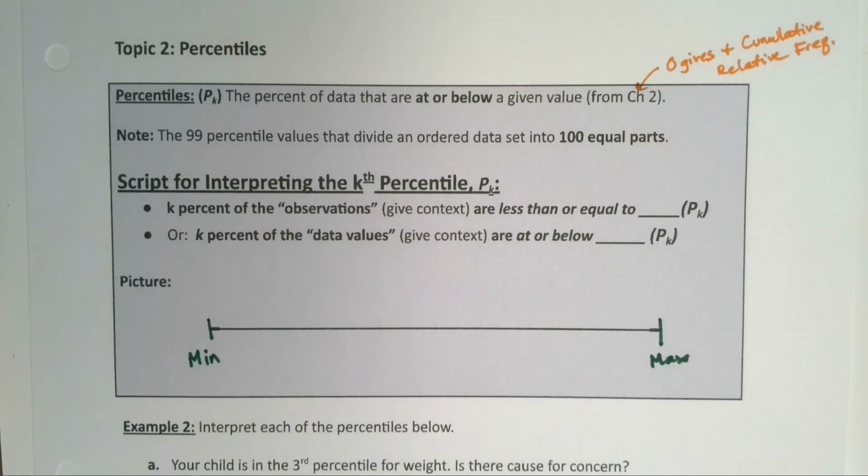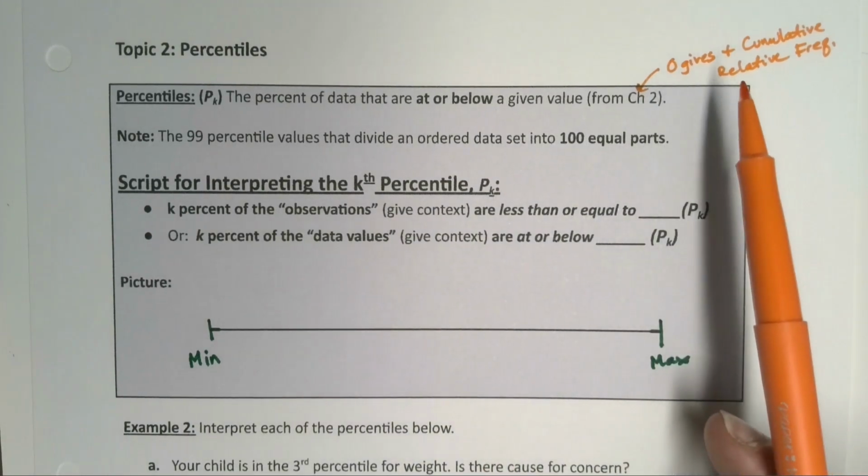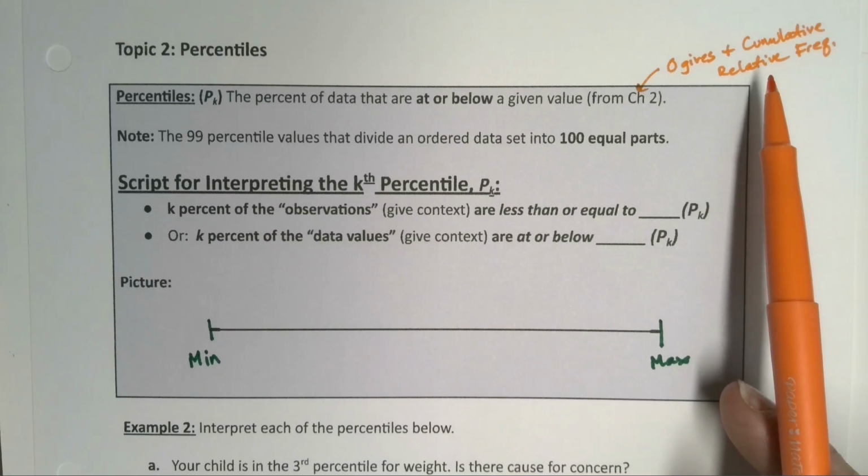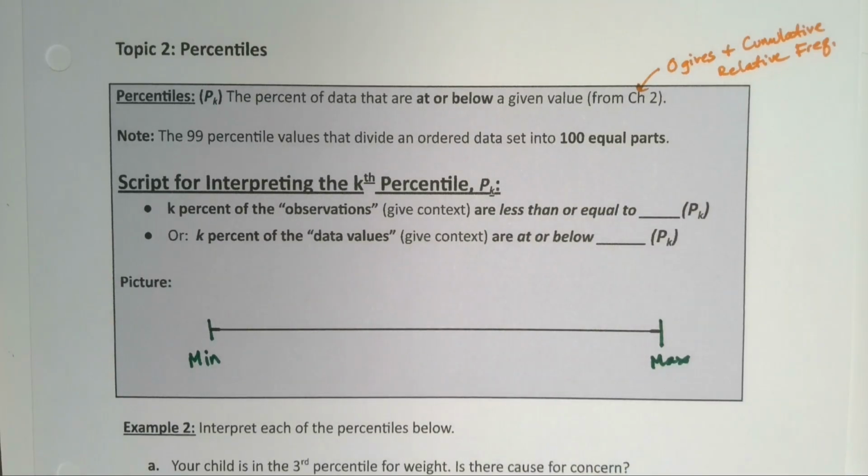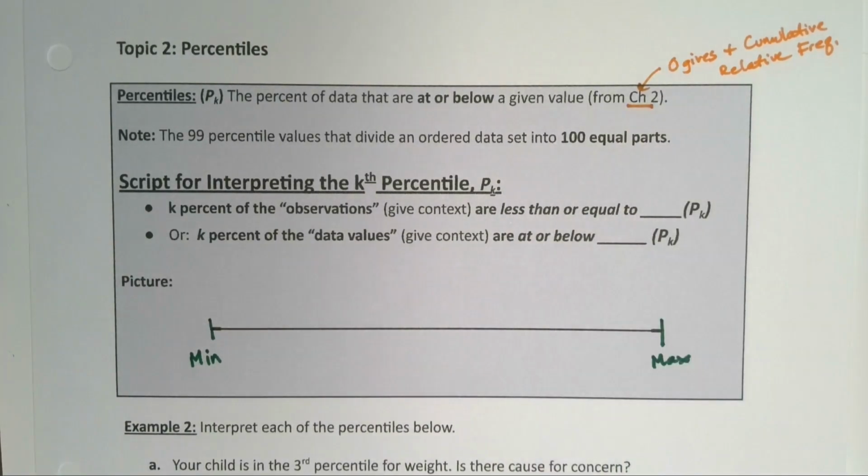Now we want to move on to a different measure of position called percentiles. We actually saw percentiles a little bit when we dealt with ogives and cumulative relative frequency in chapter 2. So it's the percent of data that are at or below a given value. So let's think about this in terms of a picture.